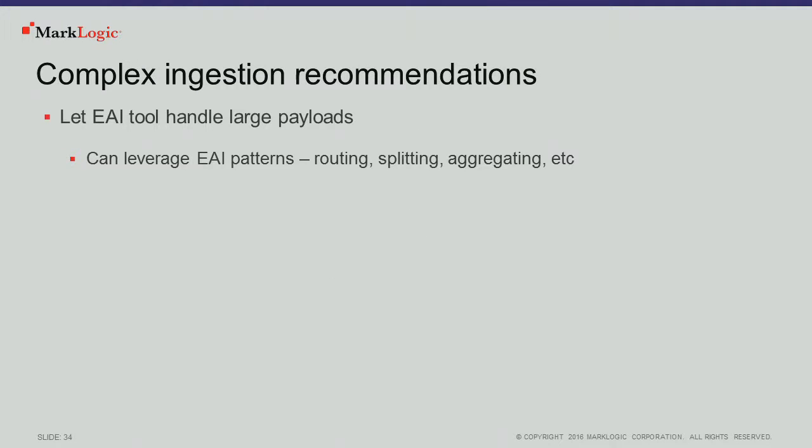So in general, I would look at having the EAI tool handle large payloads. A number of other benefits you're normally going to see from an EAI tool is, again, there's content-based routing. You may get a zip file with many different kinds of files in it, or you may have a very large XML file with very different kinds of sub-elements, and you want to send them each to a different flow based on the content of each file or each XML element.